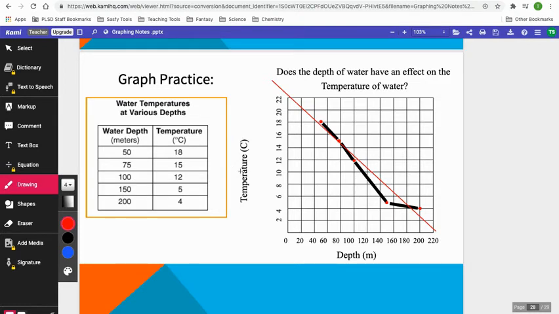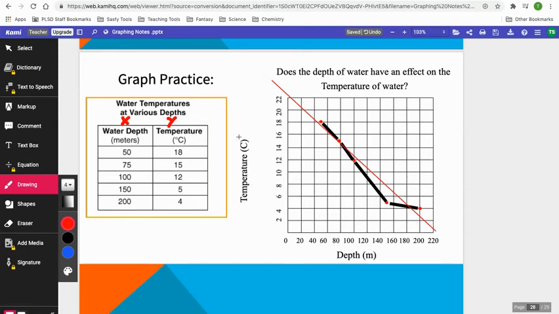And the reason being is because my depth's on my x-axis and my temperature's on my y-axis. Okay, you guys are always welcome to write x and y depending on the independent and dependent variable, if that's how you want to show it. But I'm going to be grading it based on where you put it on your axis. Independent always goes on the x-axis. The y is always my dependent variable.